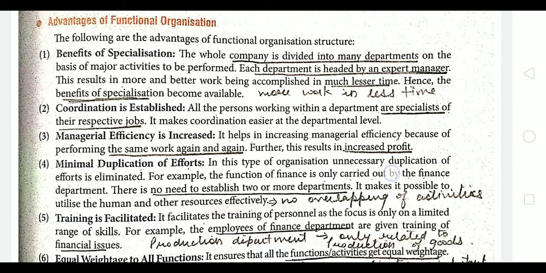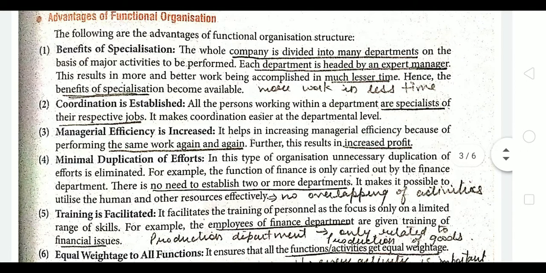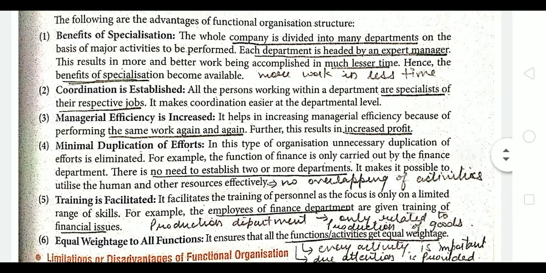Each department is headed by an expert manager, right? So that means the departmental manager we call them. So more work in less time is possible. That is why when the workers do the work again and again, they will become specialized in their task. So that is why we get a benefit of specialization in the functional structure.